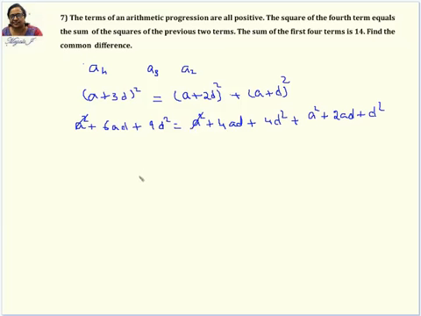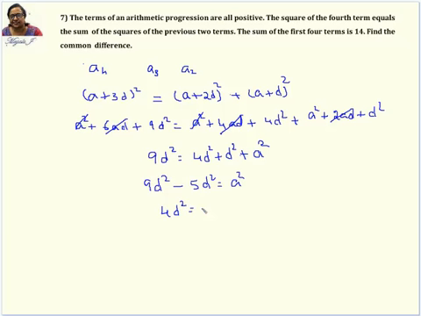Is there something else which is common here? 6ad, because you have 6ad which is equal to 4ad plus 2ad. So that also can cancel. So what is left now is 9d square, which is equal to 4d square plus d square, that is 5d square. Something else is missing: the a square. Plus a square, otherwise there is no meaning in that. So here we are going to have 9d square minus 5d square, because these two add up to 5, which is equal to a square. So that is 4d square equal to a square.